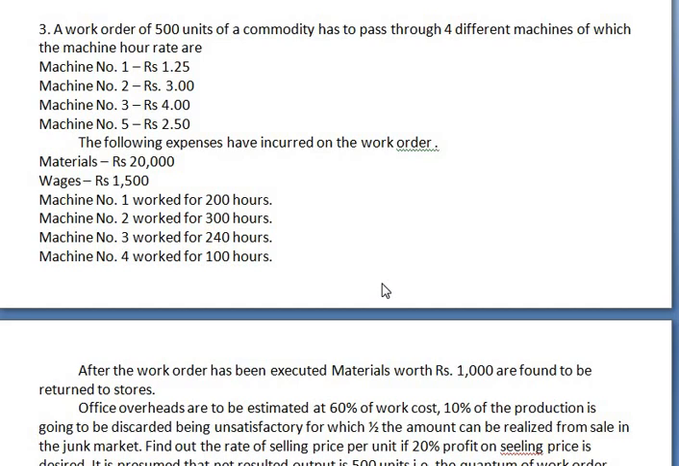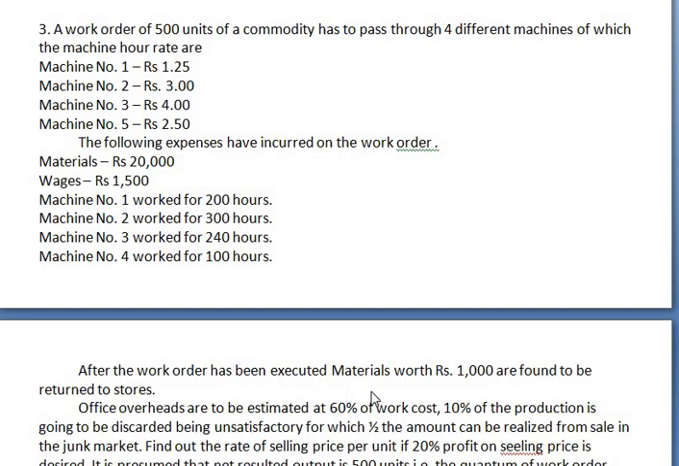I'll read out the problem. A work order of 500 units of a commodity has to pass through four different machines, of which the machine hour rates are: machine number 1 rupees 1.25, machine number 2 rupees 3, machine 3 rupees 4, machine 4 rupees 2.50. The following expenses have been incurred on the work order: materials 20,000, wages 1,500. Machine number 1 worked for 200 hours, machine number 2 worked for 300 hours, machine number 3 worked for 240 hours, machine number 4 worked for 100 hours.